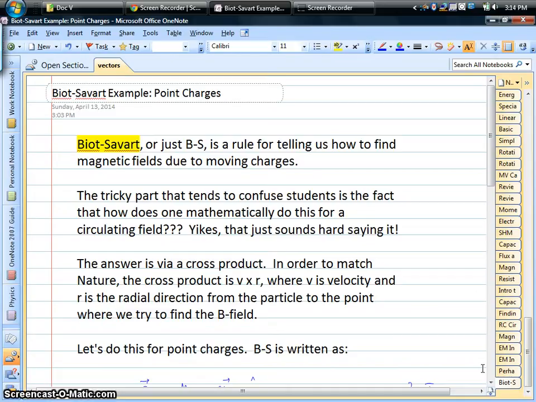Now, these moving charges could be individual point charges, like a proton or electron, or it could be a bunch of moving charges in something like a current moving through wires. But this is the thing that we'd have to use in general cases, in realistic cases, in order to find magnetic fields produced by the charges.